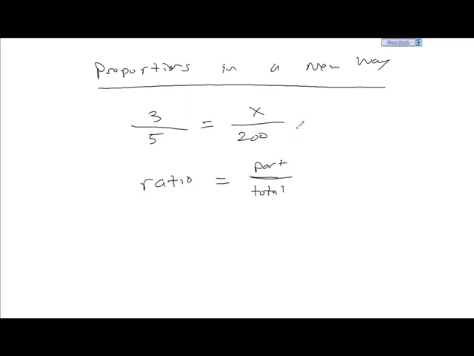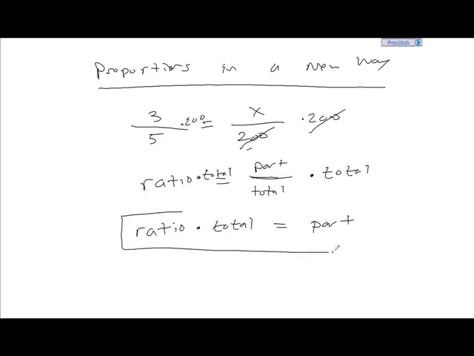Now, what we've been doing is multiplying through both sides by, for example, 200 in this case. Using the rules we developed, we found out that we can multiply both sides by 200 and solve for the part. So in the same fashion, we took both sides and multiplied by the total. What that gave us is the ratio times the total equals the part. And this is a really important equation because it allows us to figure things out fairly quickly.